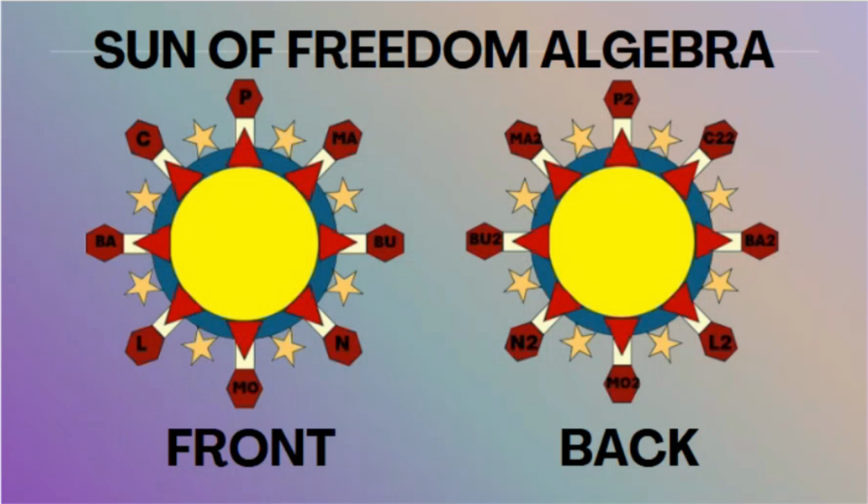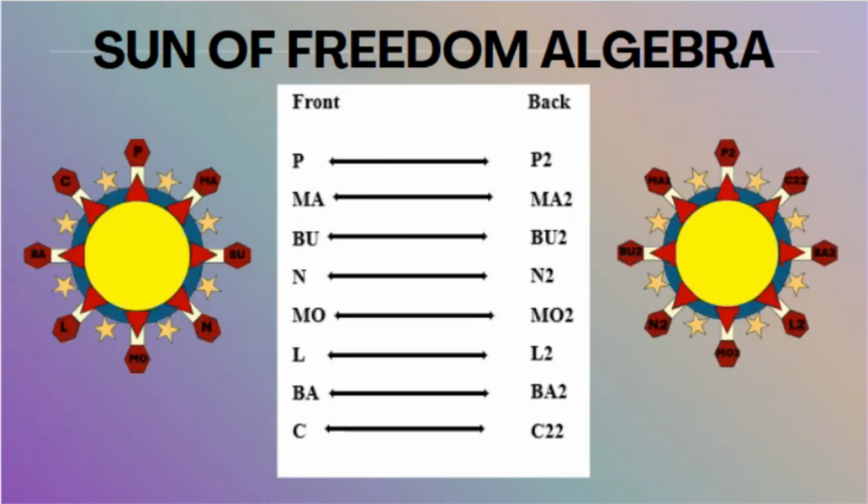In the front, we have the symbols P, MA, BU, MO, L, BA, and C. While at the back, we have P2, C22, BA2, L2, MO2, N2, PU2, and MA2. So as you can see here, at the front we have P, and at the back of P we have P2.